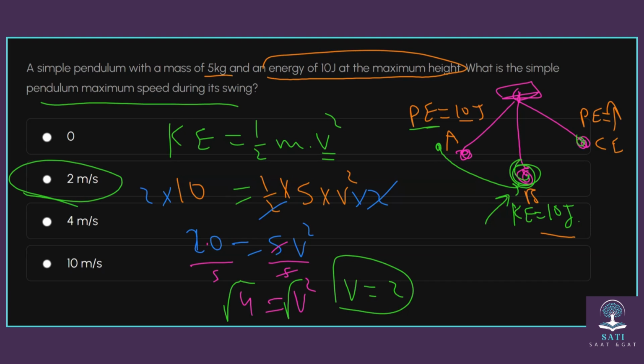Where when it goes here, it's going to be the lowest velocity or speed, which is going to be 0 at the maximum height.